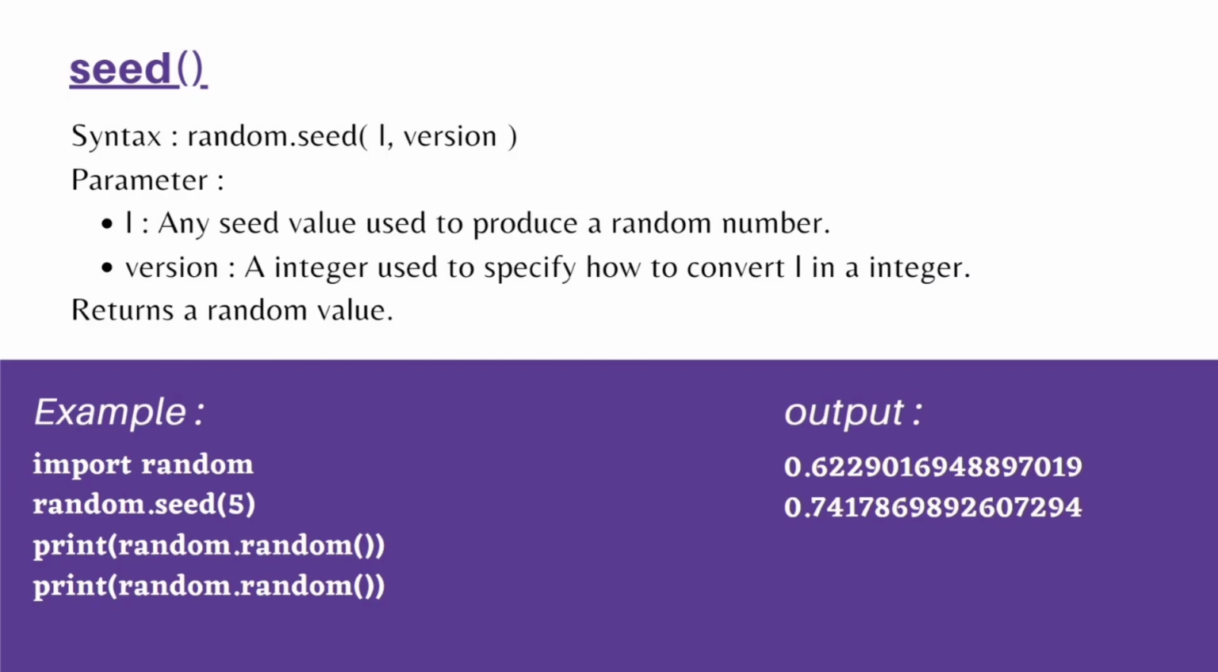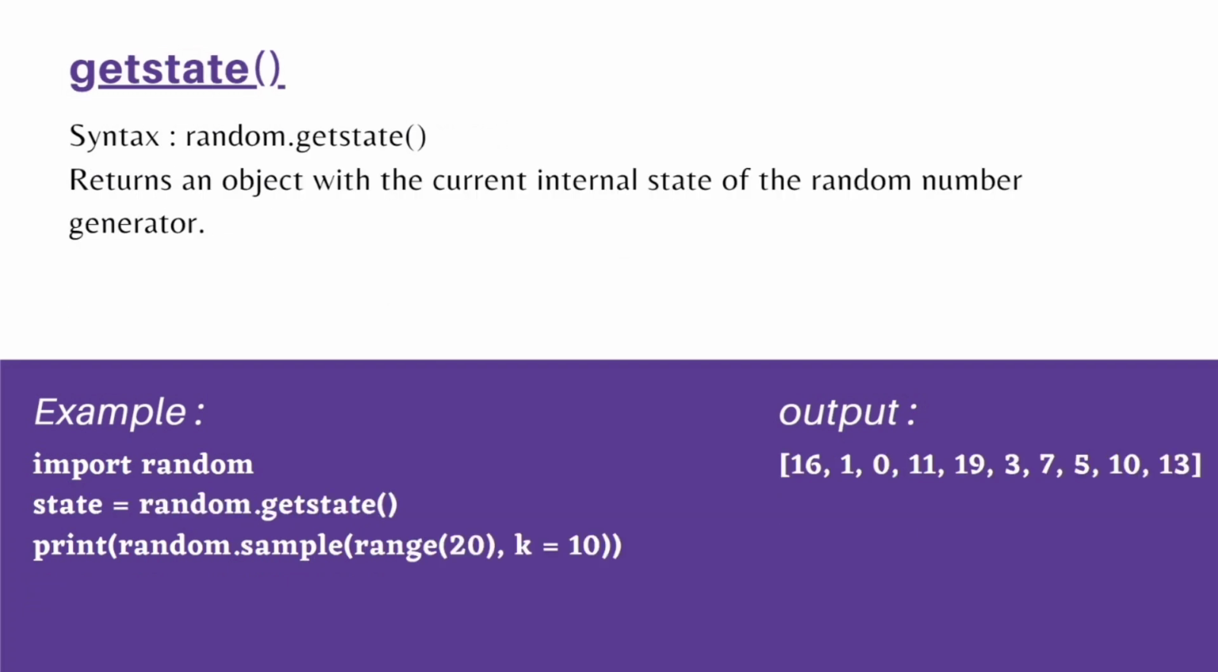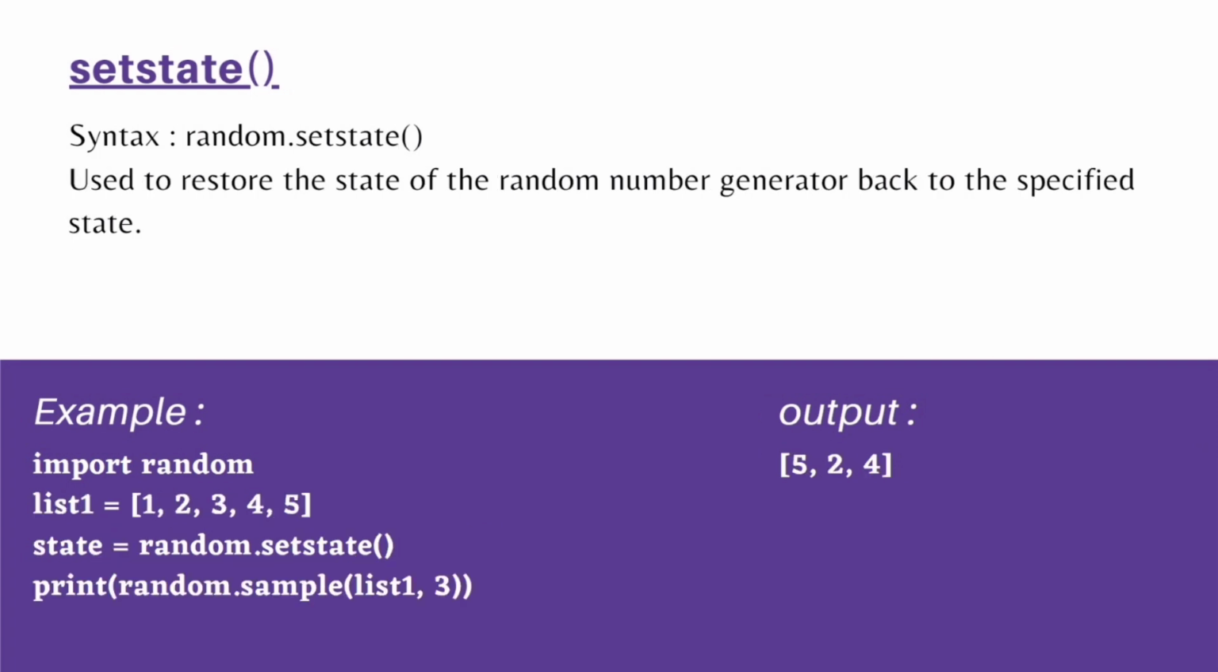Seed. Syntax: random.seed(a, version). Parameter a: any seed value used to produce a random number. Version: an integer used to specify how to convert a into an integer. Returns a random value. Get state. Syntax: random.getstate() returns an object with the current internal state of the random number generator. Set state. Syntax: random.setstate() is used to restore the state of the random number generator back to the specified state.